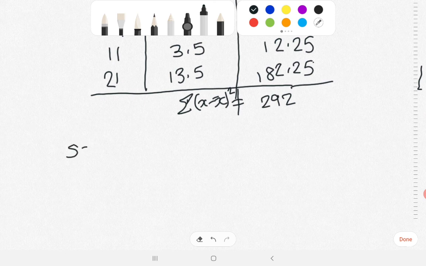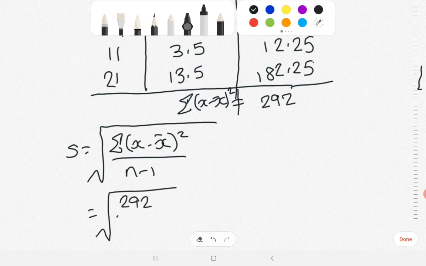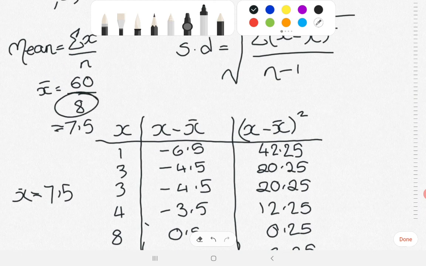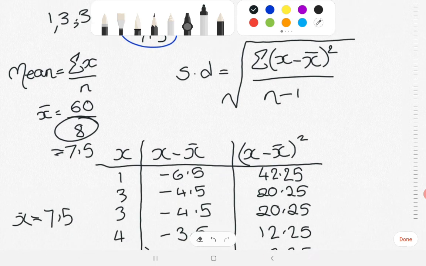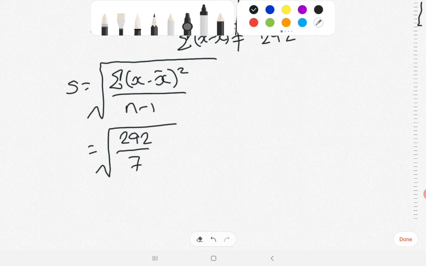So the standard deviation is the square root of the sum of the x minus x bar all squared divided by n minus 1. Now, it's the square root then of 292 divided by, right, let's go back up and check. We had 8 numbers, n was 8 when we were working out our mean, so n minus 1, 8 take away 1 is 7.